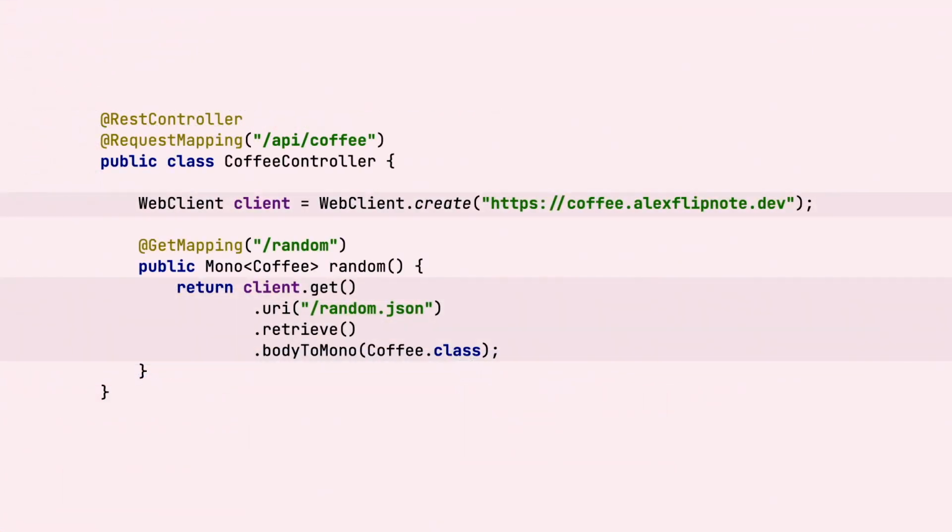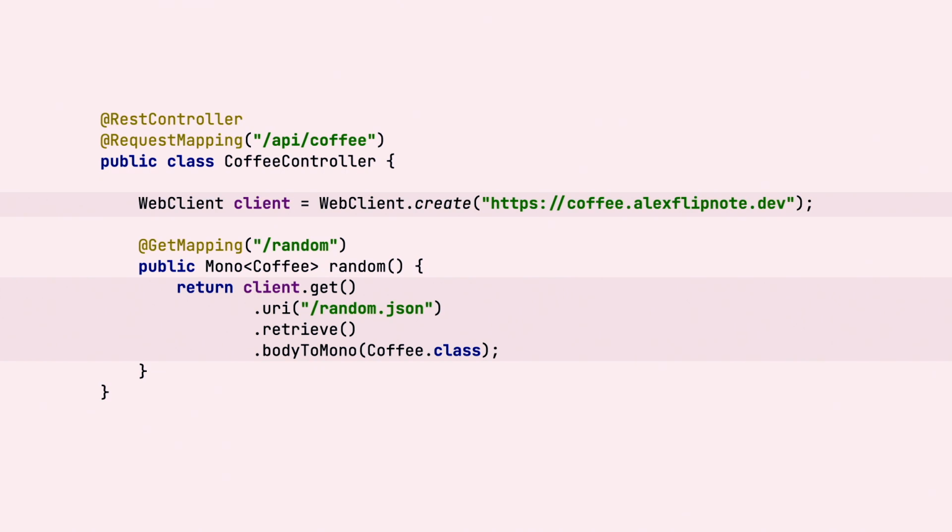What that looks like is you need to create an instance of that web client. So here I'm saying WebClient.create, and I'm giving it a base URL. So that's the URL of our API that we need to call. And then you can see we have the client.get, and then we have this nice fluent API where we can kind of chain those methods together.